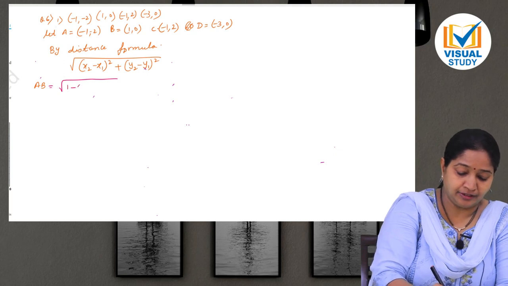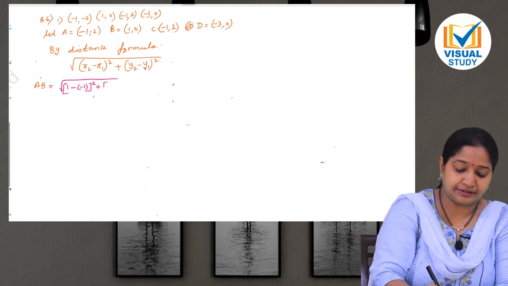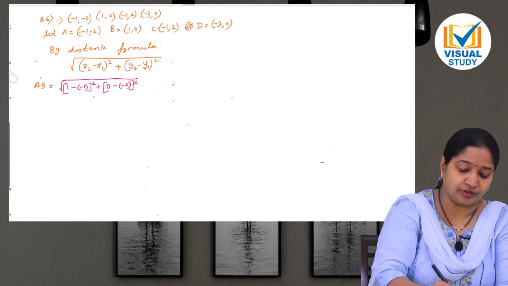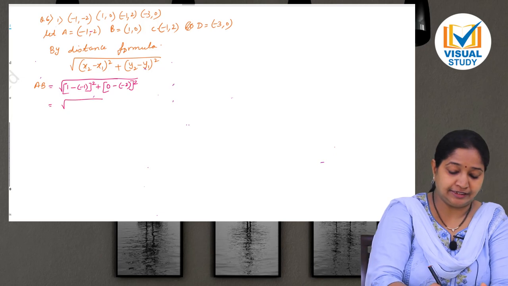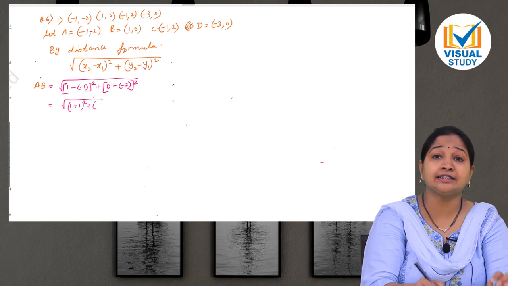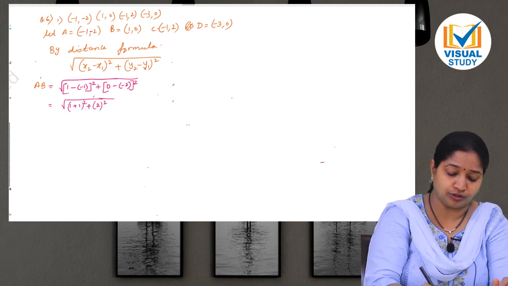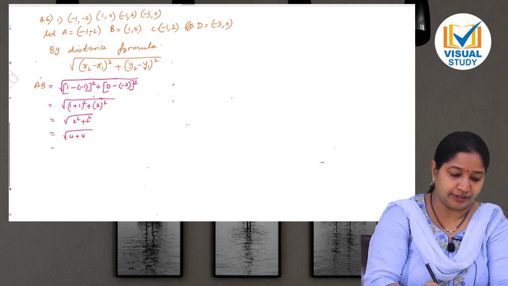One minus of minus one, and that is square, plus 0 minus of minus two, and that is whole square. Here it is minus. What will be your answer? That is 1 plus 1 whole square plus minus into minus is plus. So 2 whole square. You get 2 square plus 2 square. That is 4 plus 4, and that is root 8. You can write it as 2 root 2 unit.